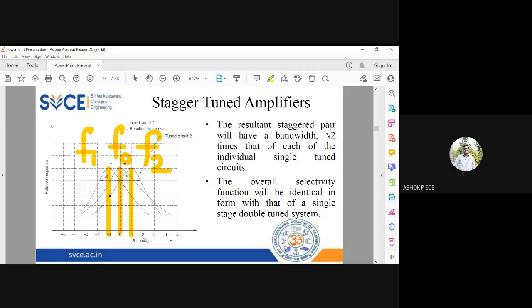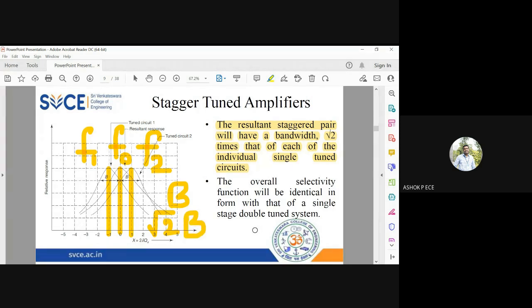So in this case, I can make my circuit to have extra bandwidth also. They have seen that by doing this, the bandwidth is going to increase root 2 times from the single tuned amplifier. If single tuned amplifier is going to have a bandwidth of capital B, then the stagger-tuned amplifier is going to have a bandwidth of root 2 into B. You know, root 2 value is 1.414. So it is multiplied by 1.414.